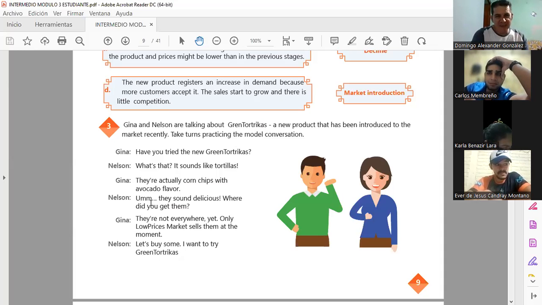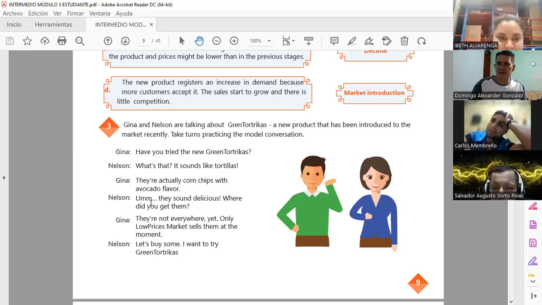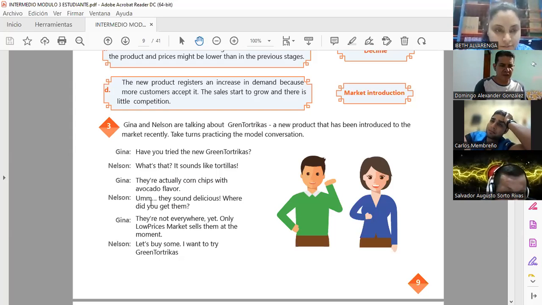Two more volunteers. Let me see. Salvador Chamba, please. Chamba, can you help me? Yes, miss. You're going to practice it with Yvette, who wants to participate. Okay, good. So Chamba, you're Nelson, and Yvette, you're going to be Gina, right? Wait, give me a second. Ladies and gentlemen, directly from Cujucuyo in Santa Ana, we present tonight, Yvette and Chamba, action.